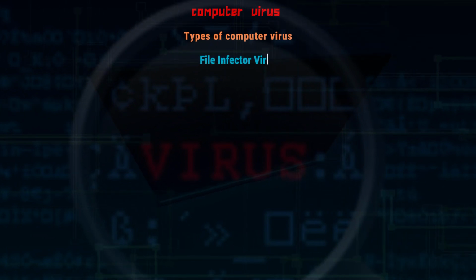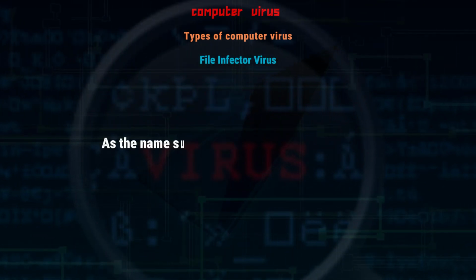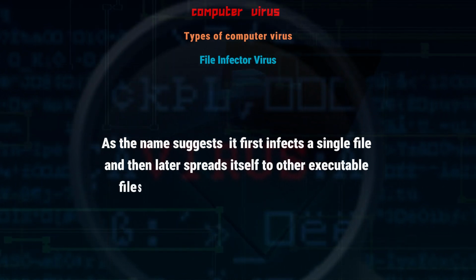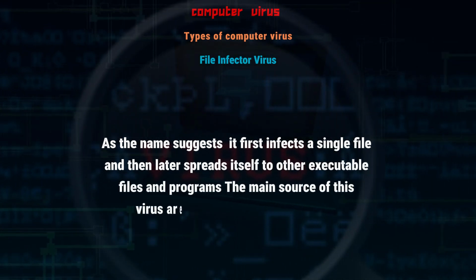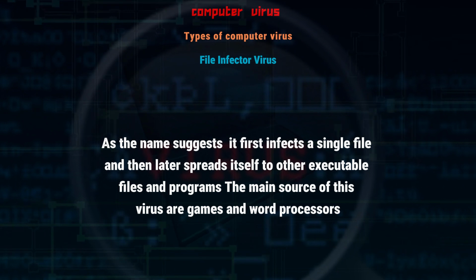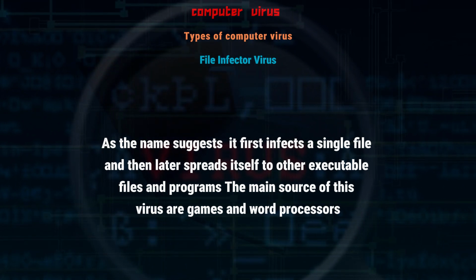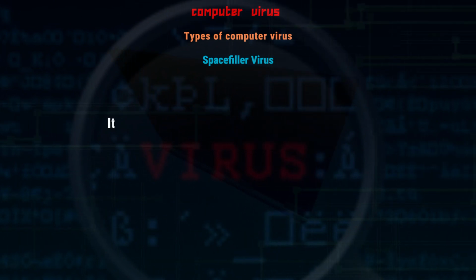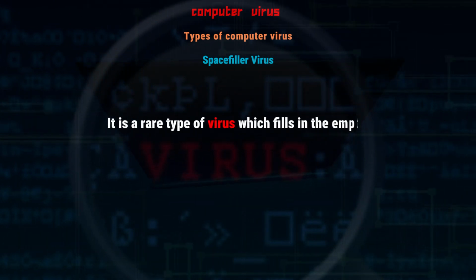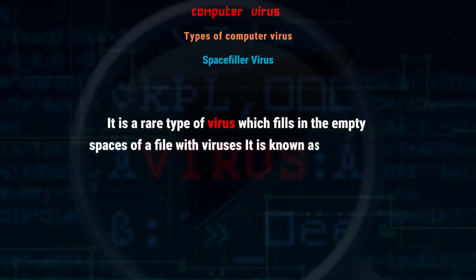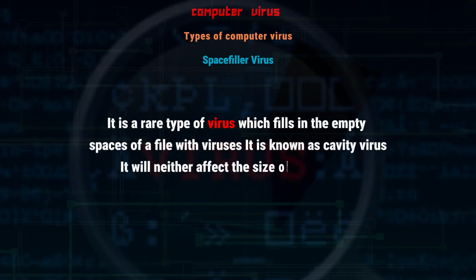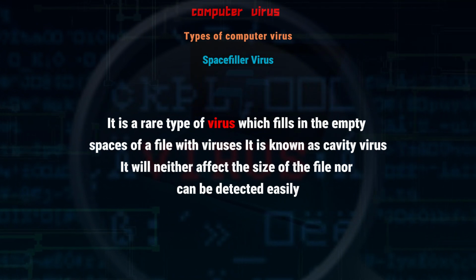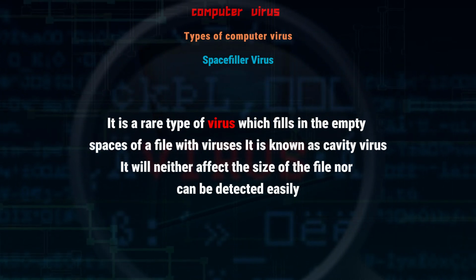File infector virus. As the name suggests, it first infects a single file and then later spreads itself to other executable files and programs. The main source of this virus are games and word processors. Space filler virus. It is a rare type of virus which fills in the empty spaces of a file with viruses. It is known as cavity virus. It neither affects the size of the file nor can be detected easily.